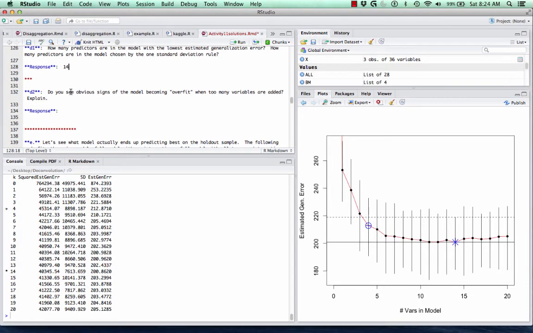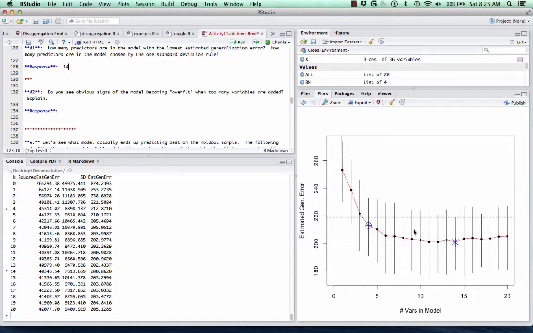Do we see any obvious signs of the model becoming overfit when too many variables are added? Overfitting is the biggest concern with predictive modeling. We don't want to make our model so complex that it's memorizing the quirks and characteristics that are particular to that set of training data that we have. Very often if we do make the model too complex, then it actually starts predicting worse on new data than if we had stuck with a simpler model.